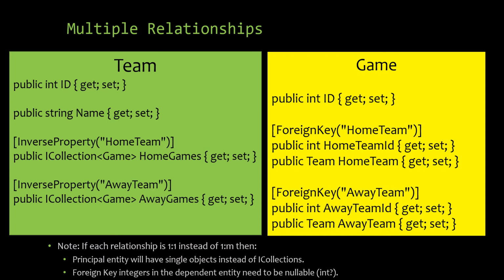Just a note there. So these are two one-to-many relationships, right? Because a team will play many home games and probably many away games, and so on and so forth. Just a note there that this can be done with one-to-one instead of one-to-many relationships. But in that case, instead of an ICollection in the principal entity, it would just be a single object, right? And then the foreign key integers on the dependent side would have to be nullable ints. Okay, they don't have to be nullable when we're dealing with one-to-many, but they do if we're doing one-to-one.